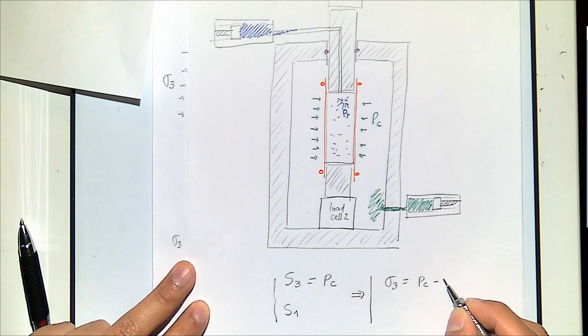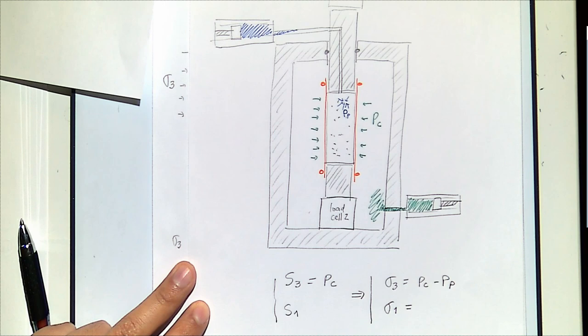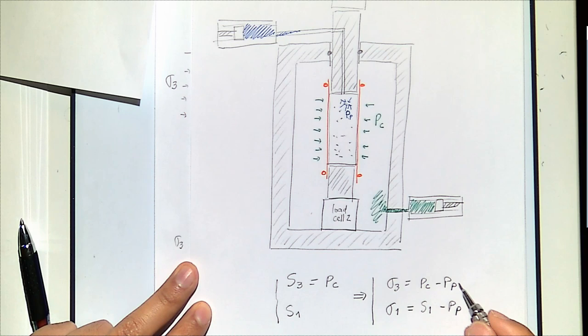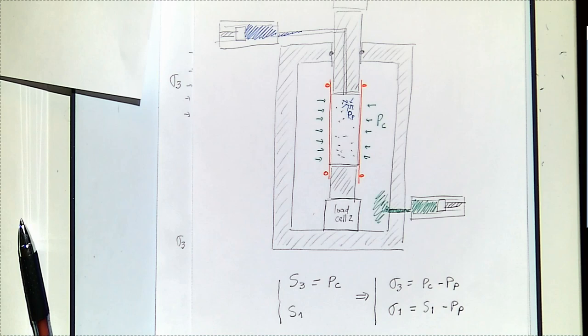What is going to be the effective least principal stress? PC minus PP, and sigma 1 is going to be S1 minus PP. So from the data I gave you, if you know the pore pressure, and you know S1 and S3, you can calculate sigma 1 and sigma 3, and after you plot all your data, independently of what the value of pore pressure is, it should line up more or less in a line. And if you throw a trend line to that, you will be able to fit the characteristic failure line for that material.